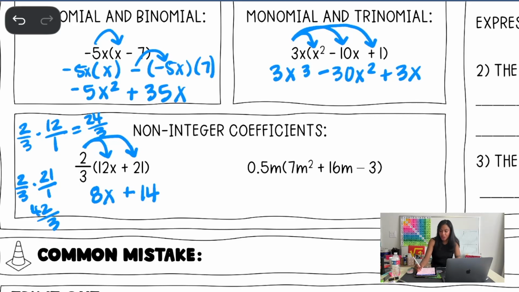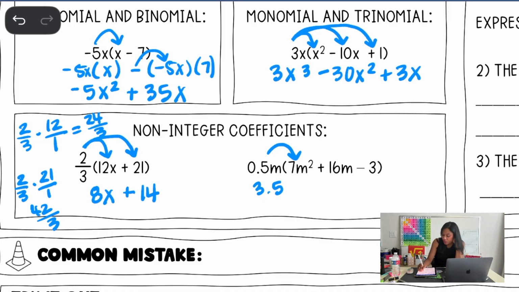Our next one, we have 0.5. m is going to be our distributed coefficient, so the factor that we are going to be multiplying out. 0.5 is just a half. So I'm going to be thinking of taking half of each of the coefficients in the other factor. So I'm going to say 1/2 of 7 is 3.5. And since they are using decimals, we're going to also use decimals. If the other one had resulted in fractions, I would have left those as fractions.